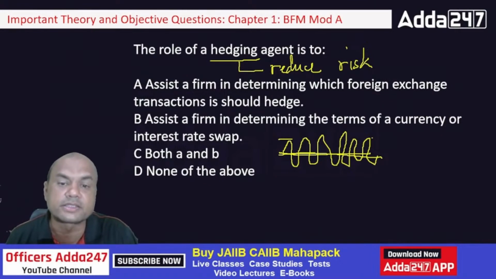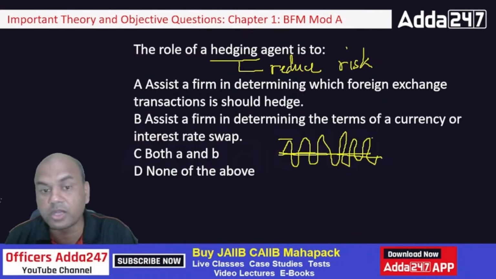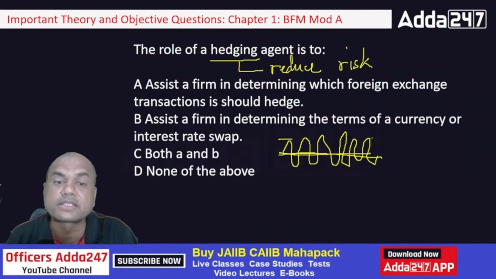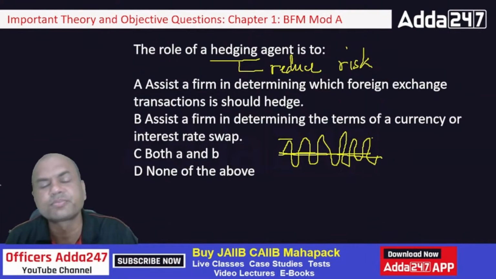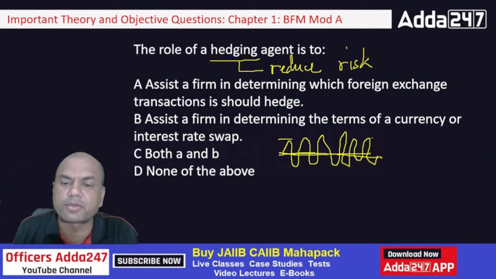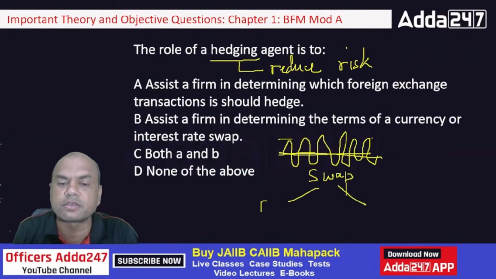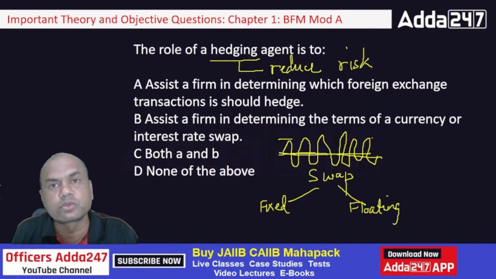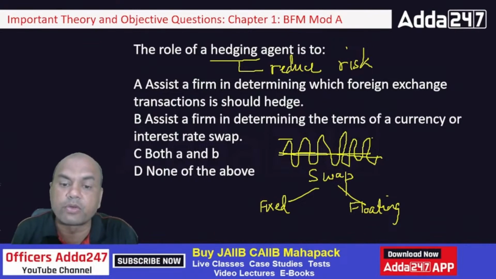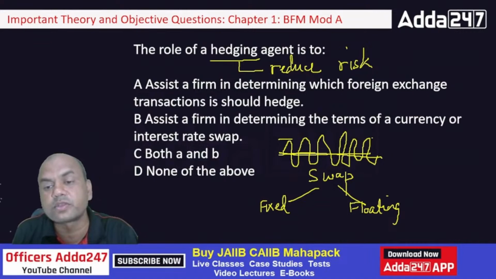Okay. Assist the firm in determining the terms of the currency and interest rate swaps. Now, what are interest rate swaps? The exchange of interest rates. Interest rates can be exchanged. Remember, a swap always has 2 legs. Okay. One leg is always fixed and the other leg is always floating. So whenever you say interest rate swaps, it means you are exchanging two interest rates. One interest rate which is fixed and the other interest rate which is floating.